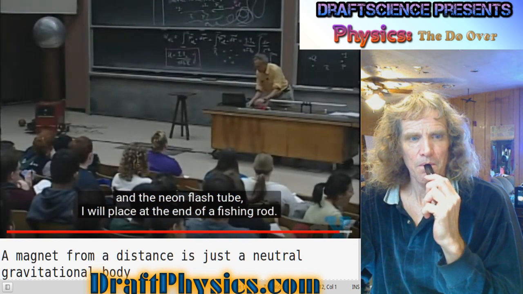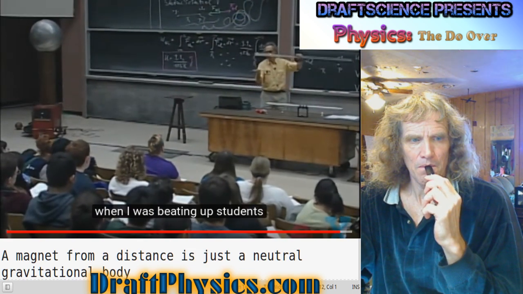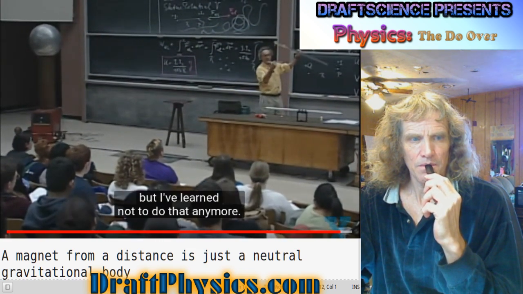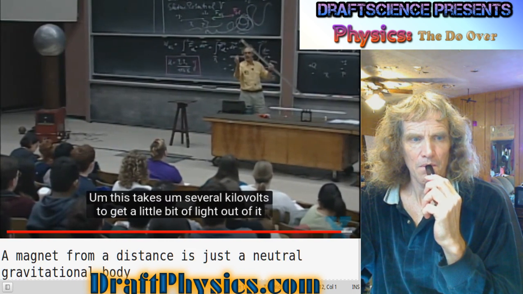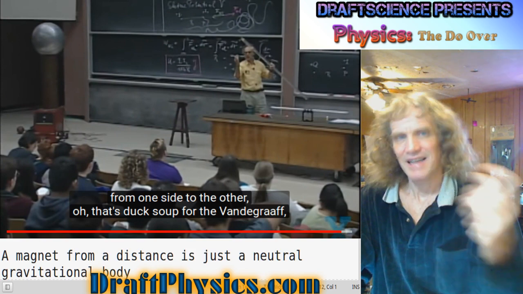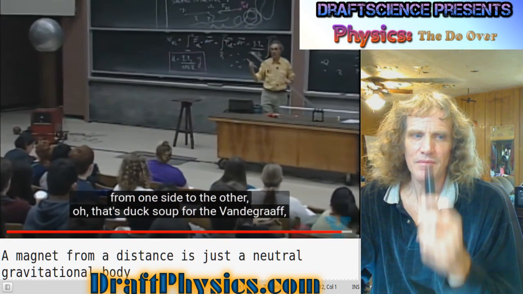Place at the end of a fishing rod. This neon flash tube we used during the first lecture when I was beating up students. But I've learned not to do that anymore. This takes several kilovolts to get a little bit of light out of it from one side to the other. So it's exactly the same experiment with just a different bulb. Well, that's duck soup for the Van de Graaff.